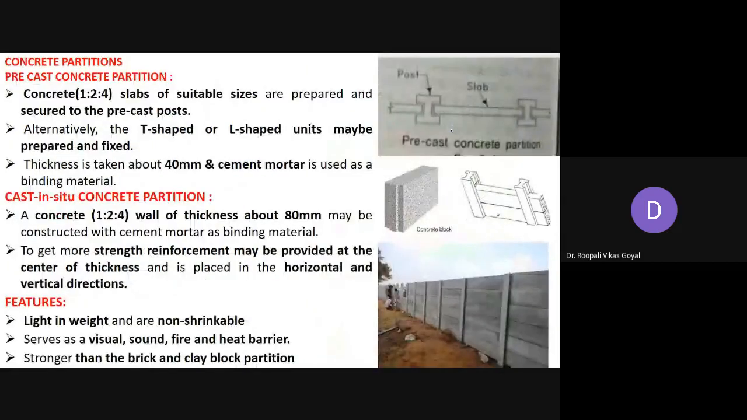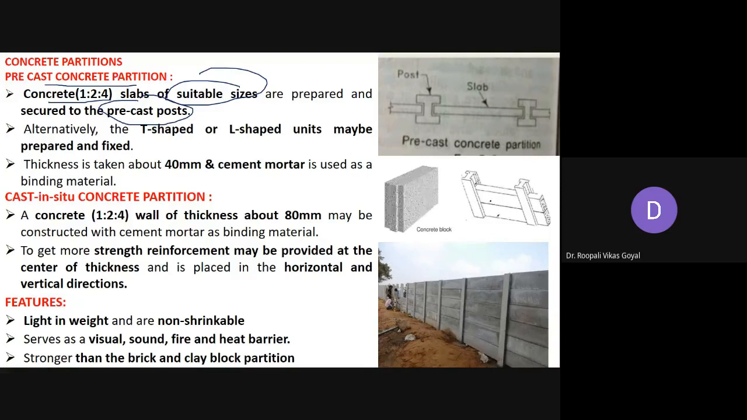Now next is concrete partition. Whenever I have told you that the word concrete comes, it means two types of construction always. Precast means ready-made available, and second is cast in situ, where you are preparing on field. So basically this precast concrete partition comes as ready-made concrete slabs. So that concrete proportion 1:2:4 slabs of suitable sizes are prepared and secured in the precast post.